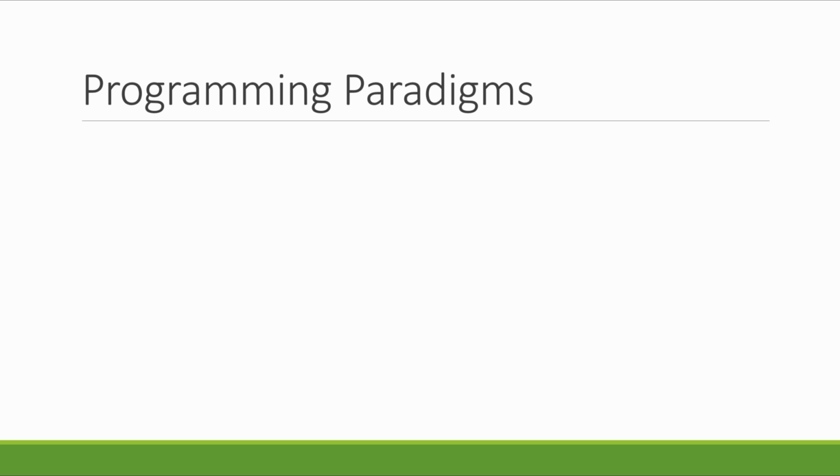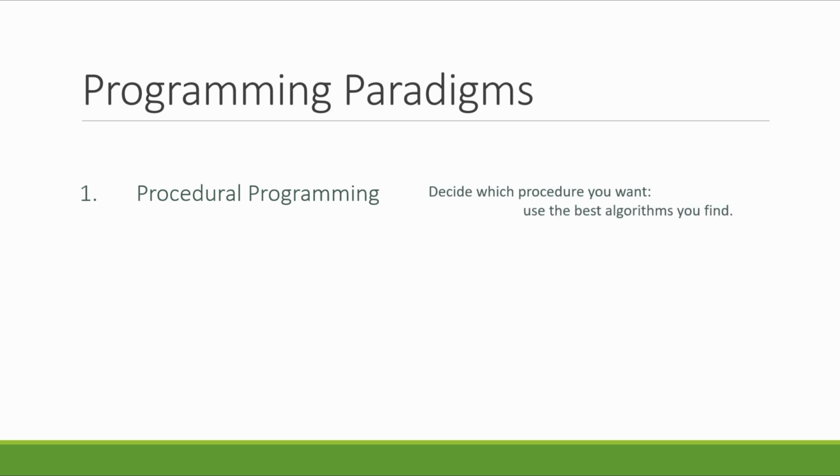Talking about programming paradigms, there are a few important paradigms that were tried while approaches to programming were developed. The first is procedural programming. In procedural programming, the approach was to tell the computer to do something. The main focus was on the processing and the algorithm needed to perform the desired computation. So we can say procedural programming is something like: decide which procedure you want and use the best algorithms you find. This is the main concept behind procedural programming.